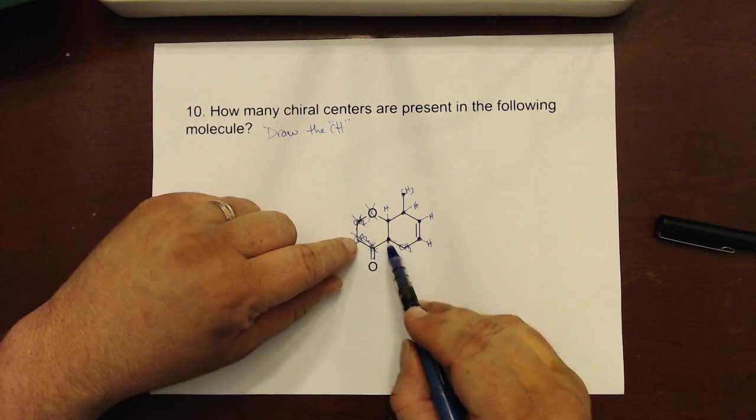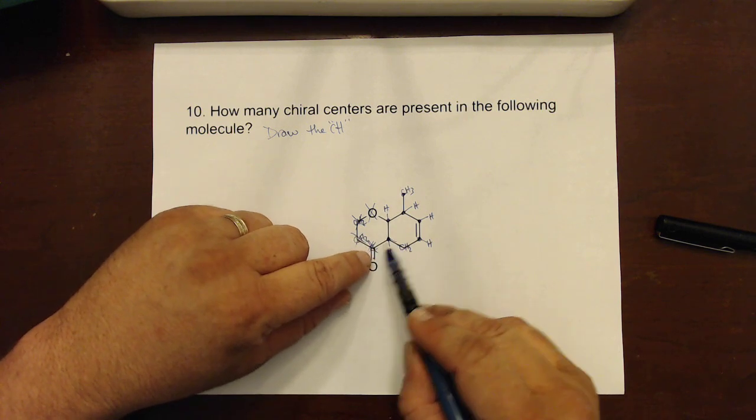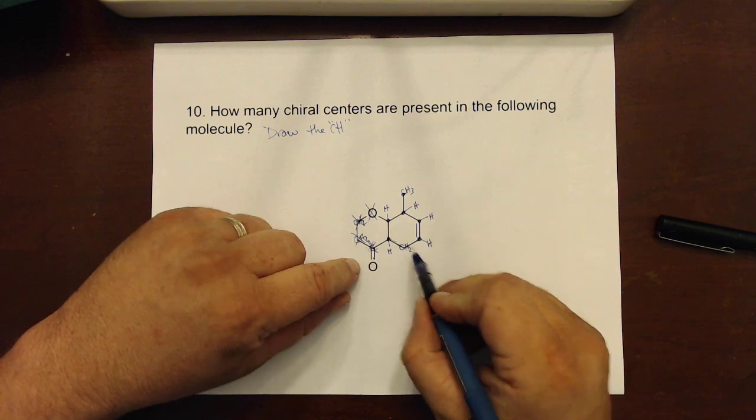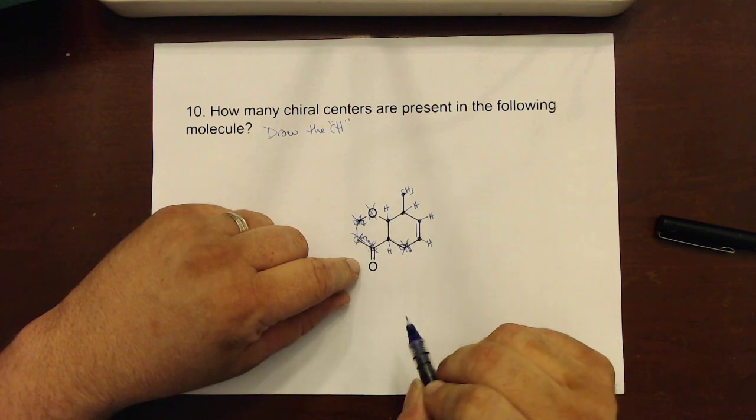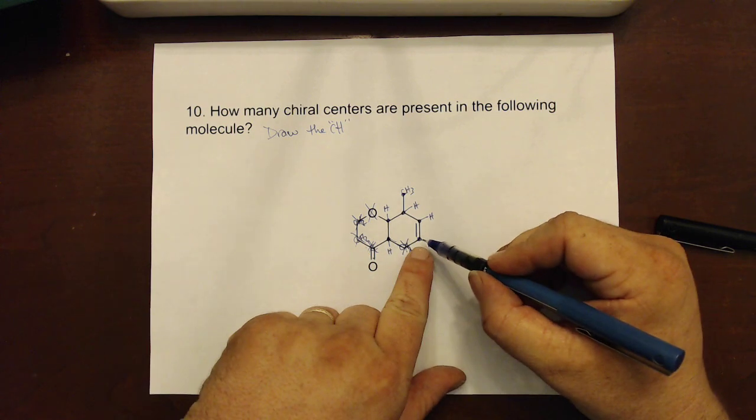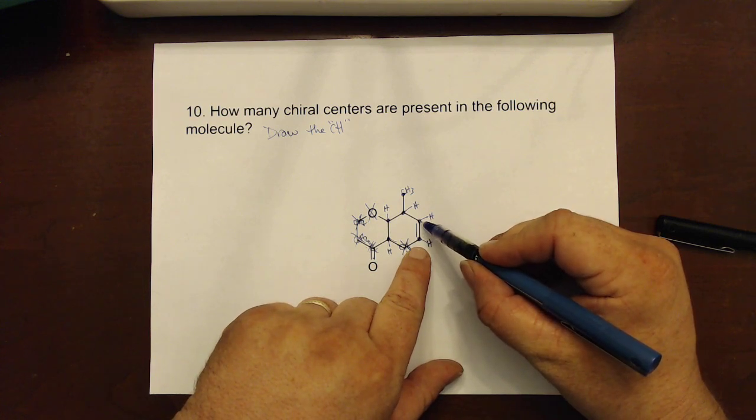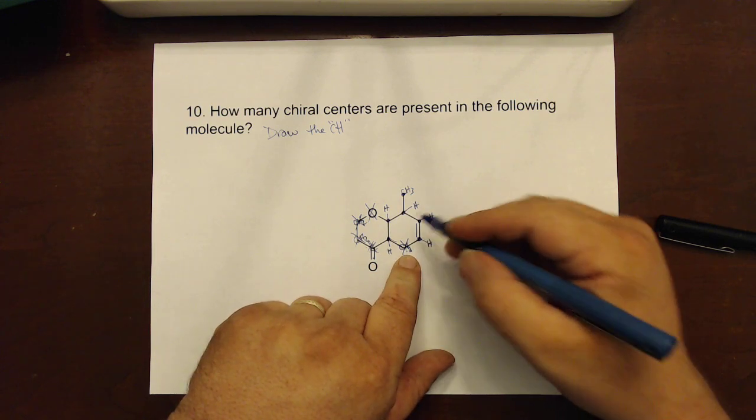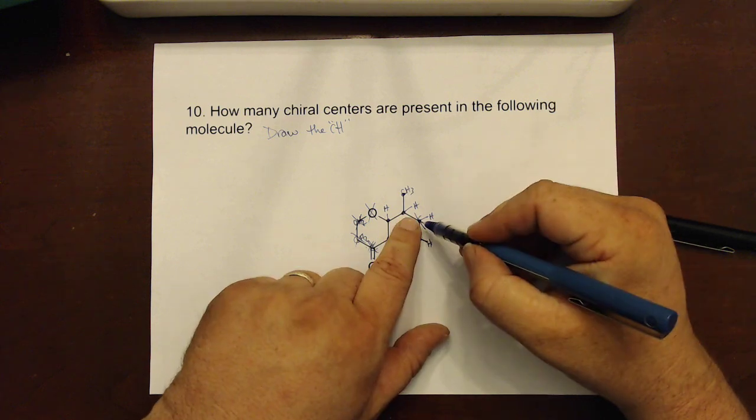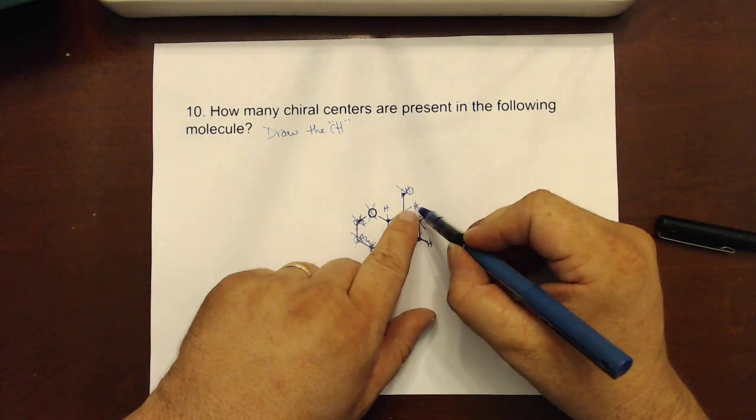Well, this one might, because it has 4 different, that at least looks promising. This CH2, we can get rid of that. That's not going to be it. So here, again, this only has 3 different things hanging off, this carbon, and then hydrogen. So both of these are out. The methyl is out. But what about this?